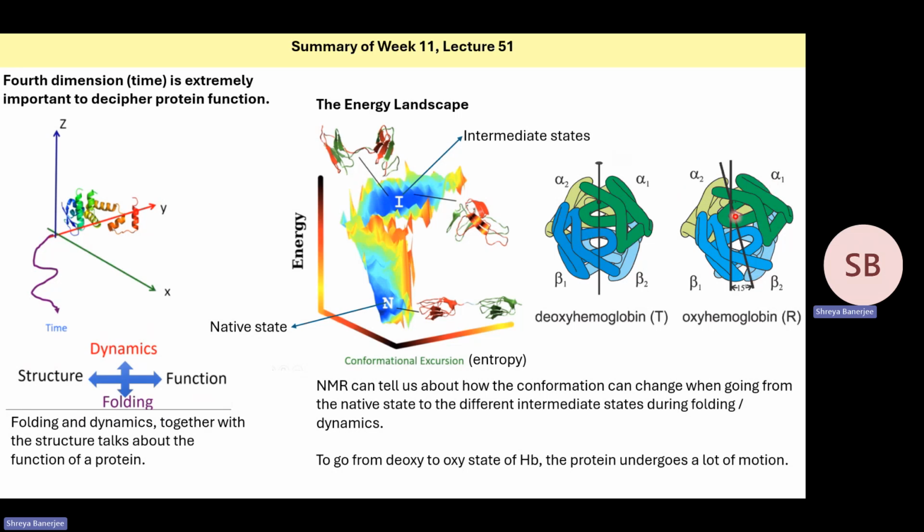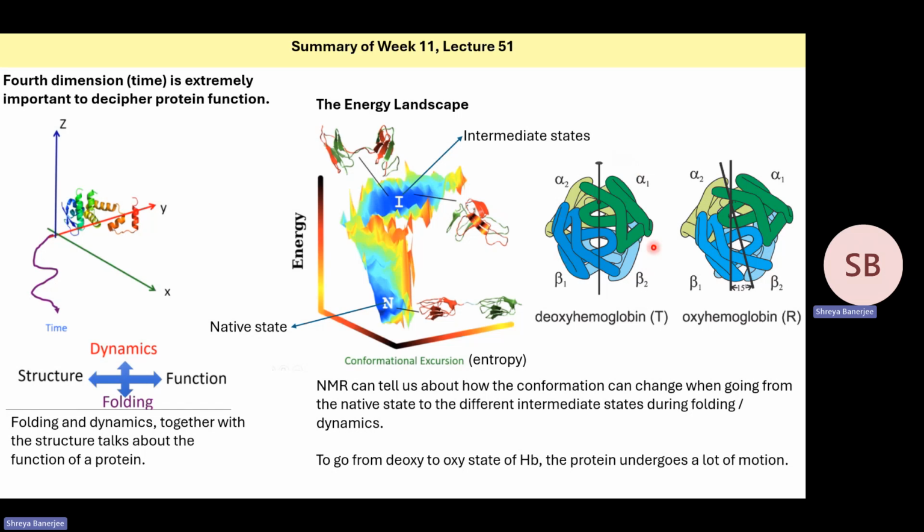Between these two structures, if you consider an axis along the z-axis, the axis shifts by around 15 degrees. So this change in structure is happening due to the binding of oxygen, and the protein is able to change the structure because of the dynamic nature of the protein molecule.